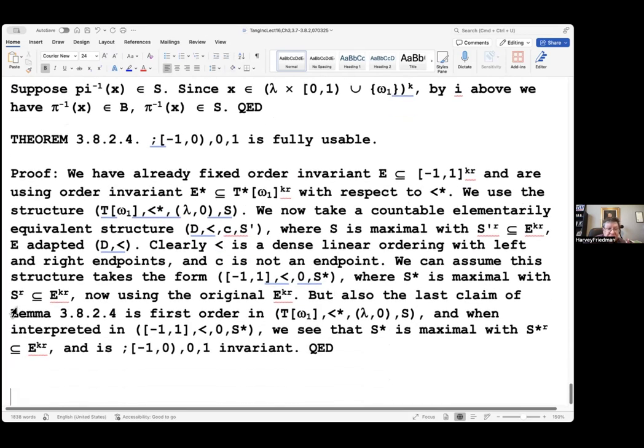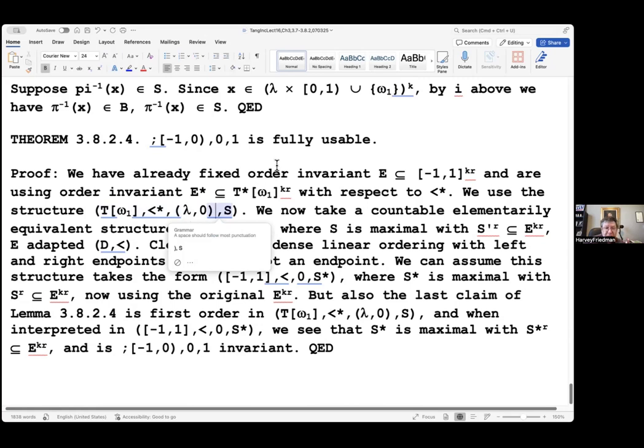And now we've finished the proof because with the following idea, if you look at T omega 1 less than star. Now this is the non-well-founded one. If you look at T omega 1 less than star, this single point, lambda 0. Remember, the points here are pairs. It's important to remember. Points here are pairs.